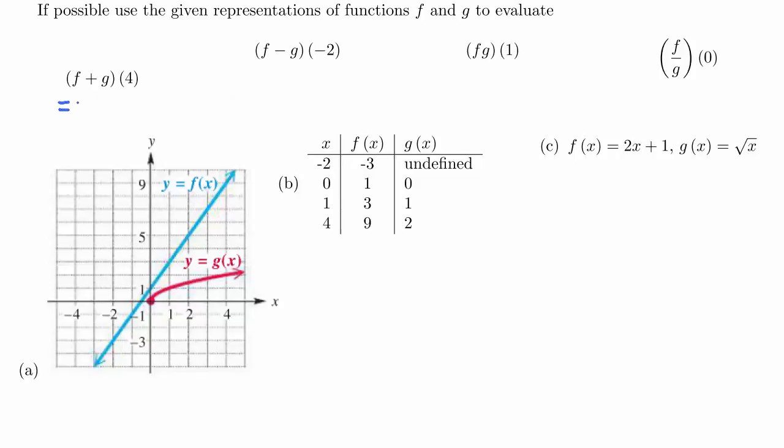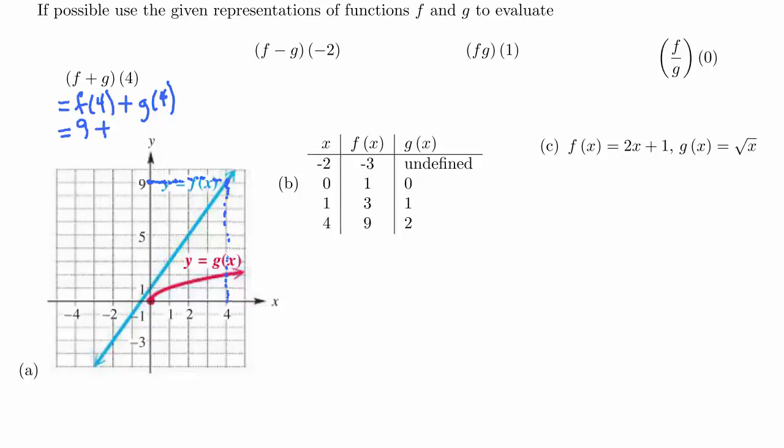Well, f plus g of 4 means f of 4 plus g of 4. Now, if I look at A, the blue line here is f of x, and the red curve here is g of x. So if I start at 4, I can go up to the f value here. Then I have to go back to the y-axis, and that tells me what f of 4 is. So f of 4 is 9.